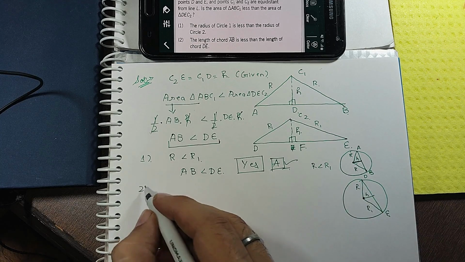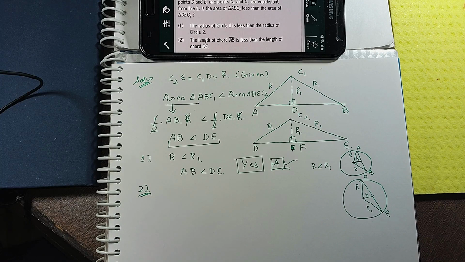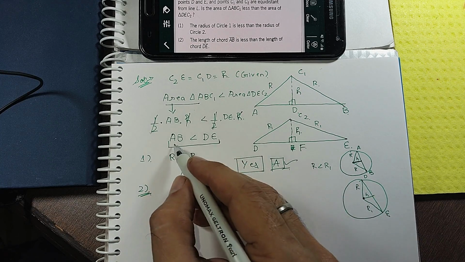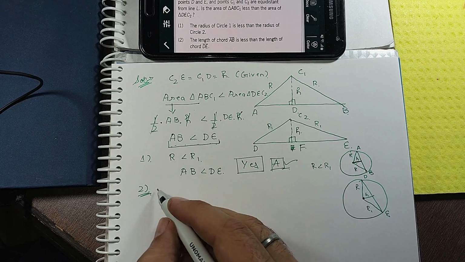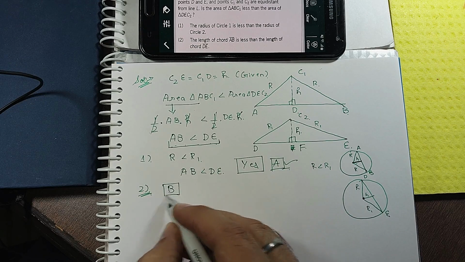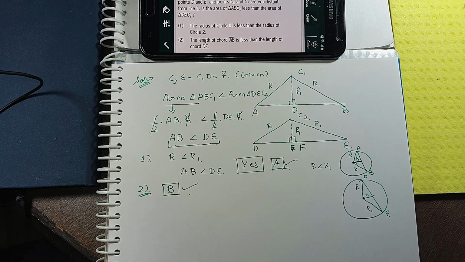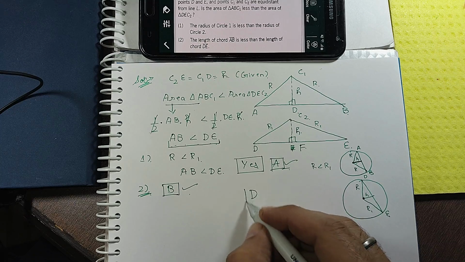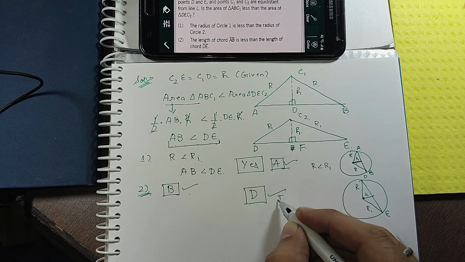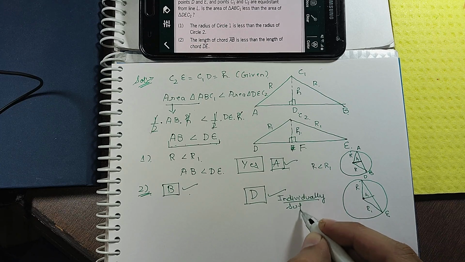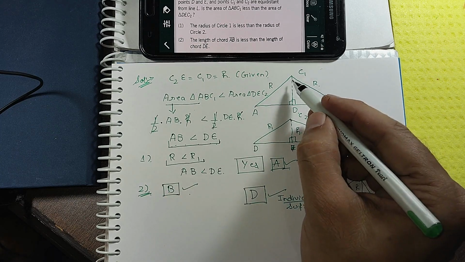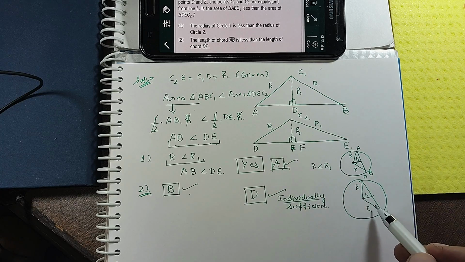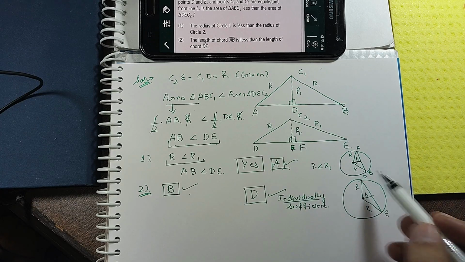Now moving to second statement. Second statement says the length of chord AB is less than the length of chord DE. So this is what we needed to find, that length of chord AB is less than DE. So this is what statement 2 says. So we can say that statement 2 is also sufficient to answer this question. So the right option for this will be option D, that both the statements individually are sufficient to answer this question. If you have some confusion over here, that since R is less than R1, since height is same, from this figure you can come to know that AB has to be less than DE.